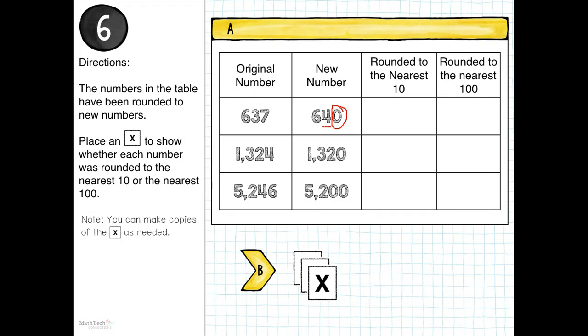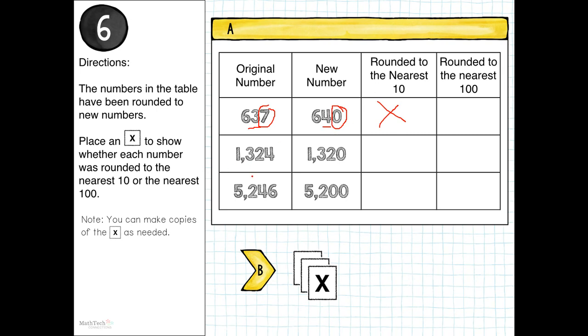I think this one might be rounded to the tens place. So I'm going to come over here in the original number and check to see if I am right. I'm going to underline the 3. I'm going to circle the 7. And I'm going to say my song, 0 to 4, nope. 5 to 9, yes. 7 is 5 to 9, so that means the 6 would climb the vine. So I am correct. This answer, if I rounded to the tens, would be 640. So I'm going to put an X in rounded to the nearest 10.